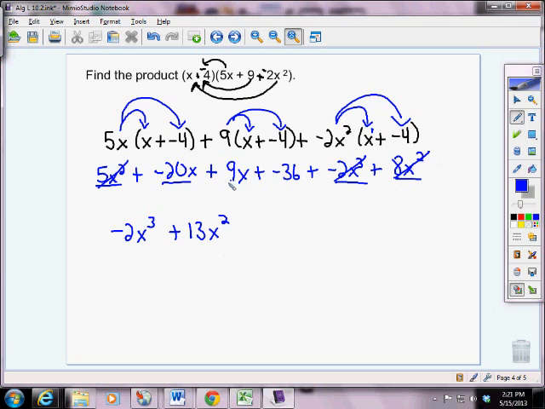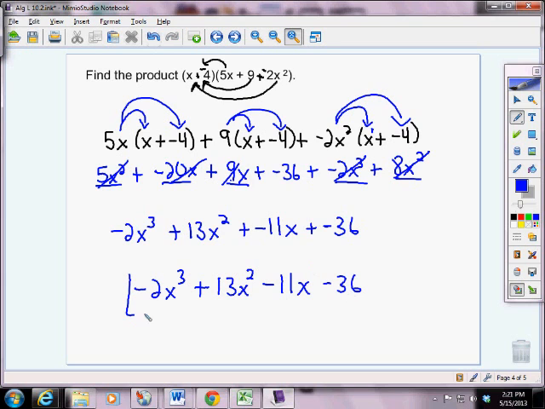And then I have my regular x terms. If I have negative 20x's plus 9x's, that's a negative 11x's, either plus a negative 11x or minus 11x. Then my constant term, which is a negative 36. So this is written in standard form because the degree of each term is decreasing. So when we have to multiply polynomials, and they're not both binomials, or they're not just a monomial by a polynomial, think of it as you're multiplying each one of the terms by one of the quantities. Okay, and it gets easier the more you practice it.